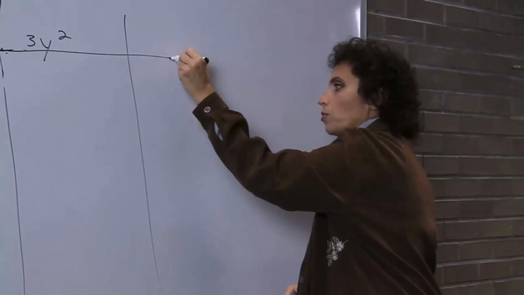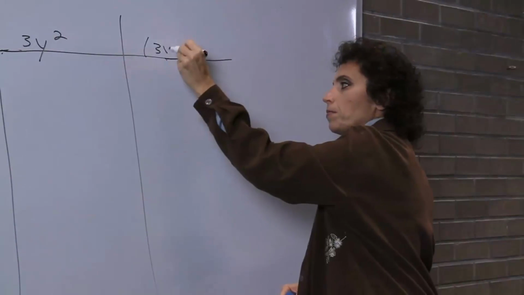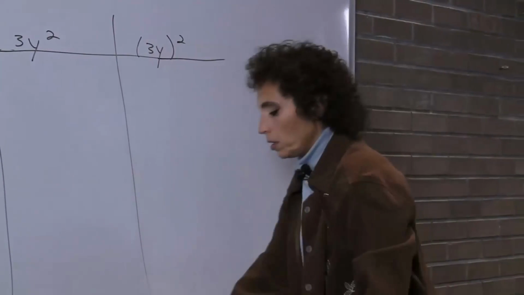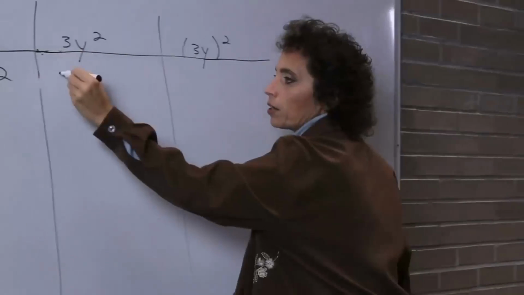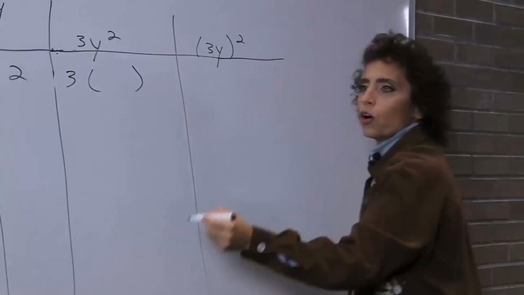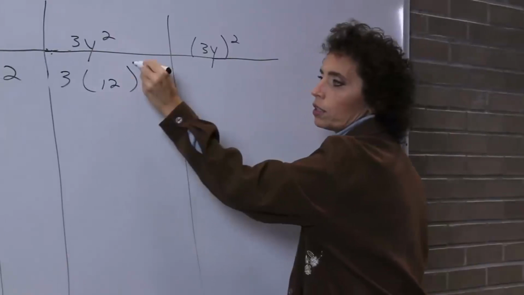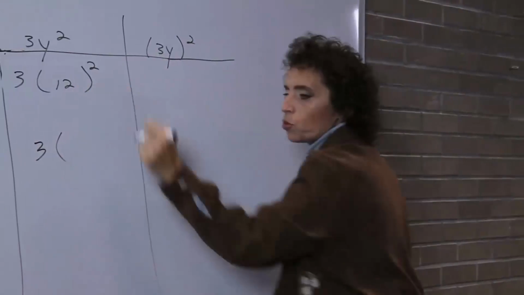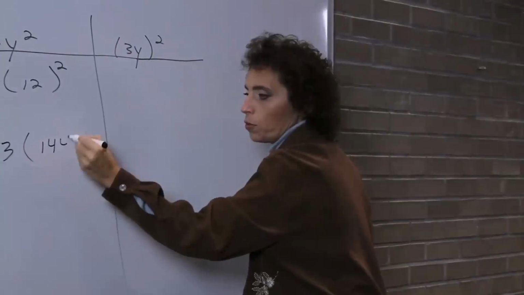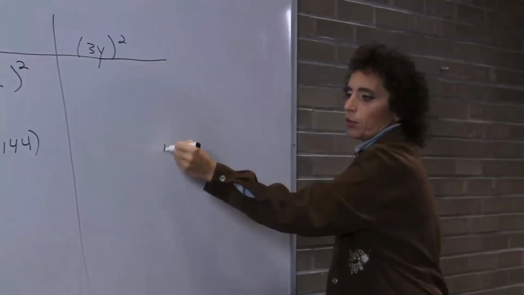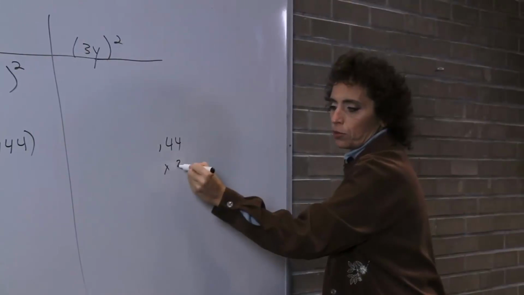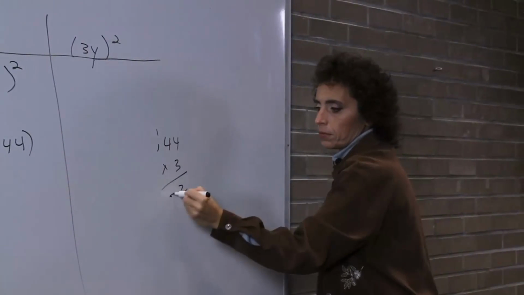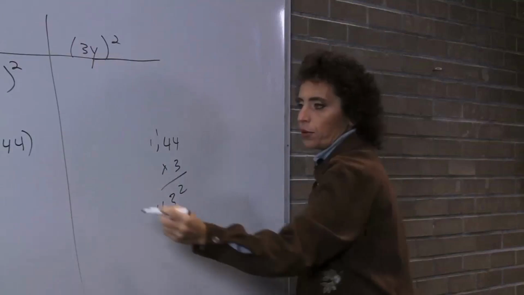And 3y quantity squared. Okay, 3. Y is 12. So this is 3 times 12 squared. 12 squared is 144. Here we go. 144 times 3 is 432.